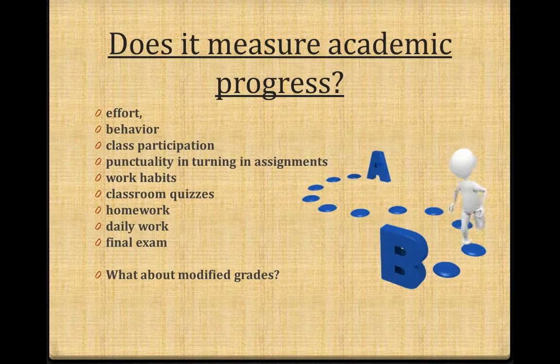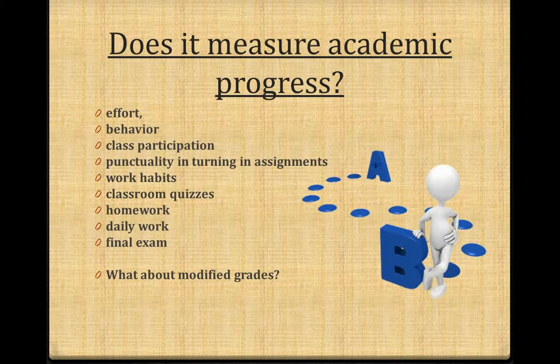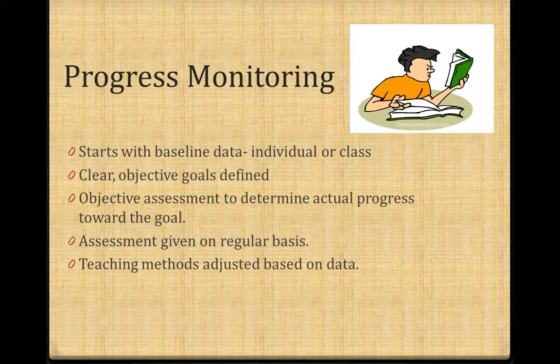Young and Guskey state, we move from measures that are often subjective in nature to more objective, data-driven measures. Looking back at the definition of progress monitoring, we see it starts with baseline data, has clear objective goals defined, uses regular objective assessment to determine actual progress toward the goal, and as a result of this assessment, teaching methods and interventions are adjusted.